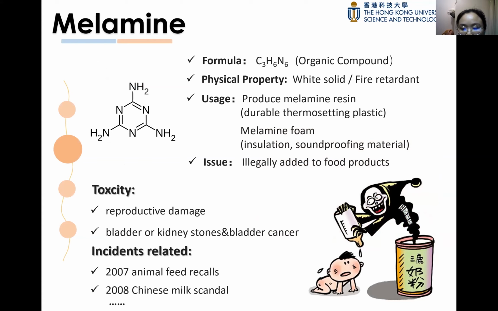The chemical structure of melamine is as shown here, where 67% of the total mass is contributed by nitrogen. Due to the properties of its derivatives, such as durable thermal setting, melamine is widely used as industrial material for manufacturing various products. However, some manufacturers add melamine into the protein products to increase protein content, which are usually determined by the Kjeldahl method since 2007. This could result in reproductive damage, causing bladder or kidney stones or even bladder cancer.